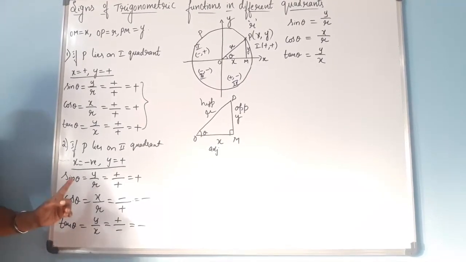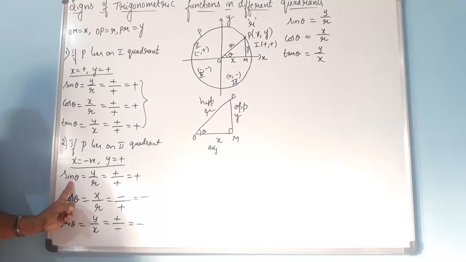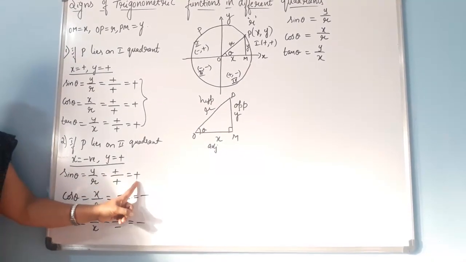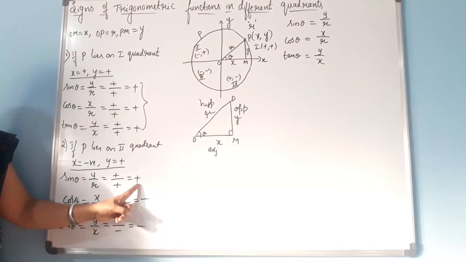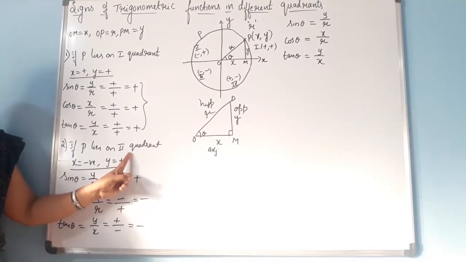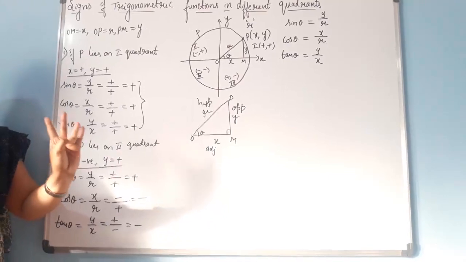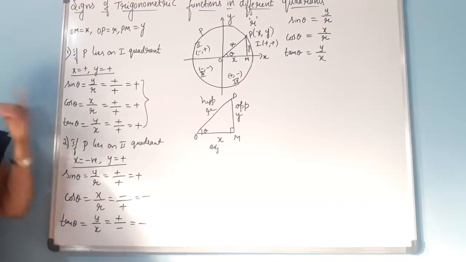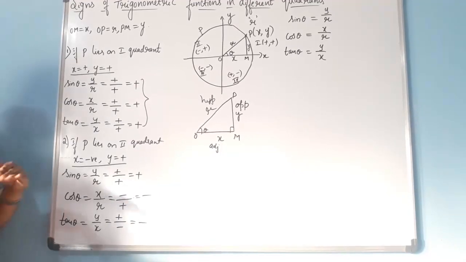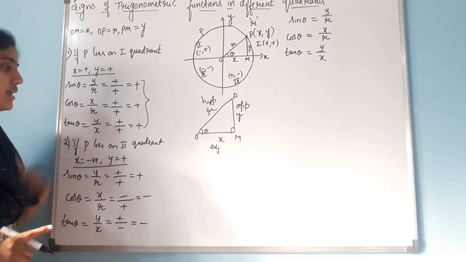That means here only sin theta and cosecant theta are positive and other four trigonometric ratios are negative. ನೋಡಿ second quadrant ಬಂದಾಗ only sin and cosecant are positive. ಗೊತ್ತಾಯ್ತಾ ಹೇಳಿದ್ದು? So only sin and cosecant are positive, other four trigonometric ratios are negative.